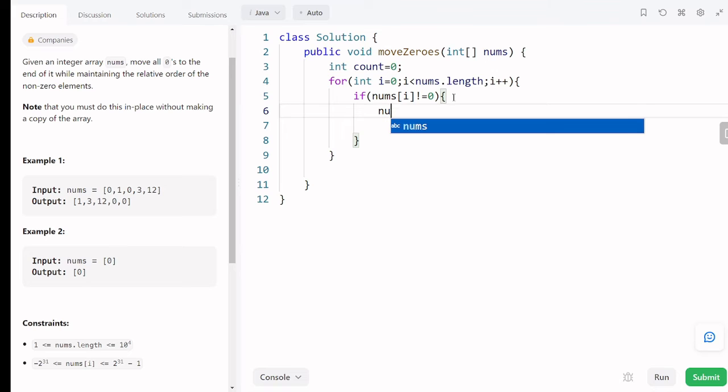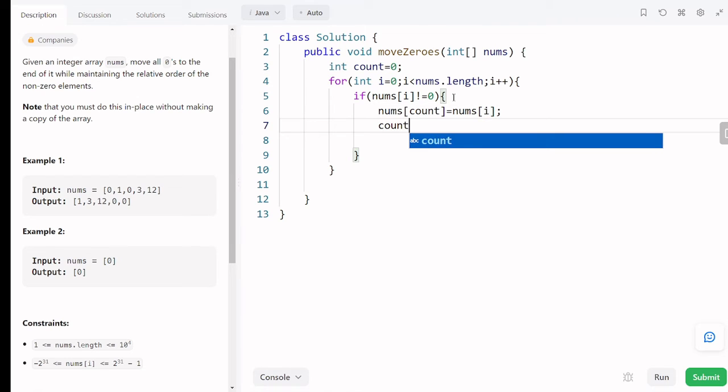So nums[count] equals nums[i], then count plus plus. What is the count? Count indicates the index. The array size is 5, and I store the values 1 3 12. Which index stores the element 12? The count will be 3, so the index of 12 is 3.